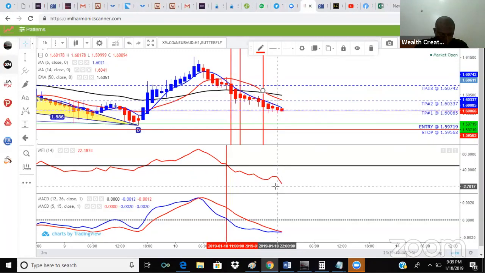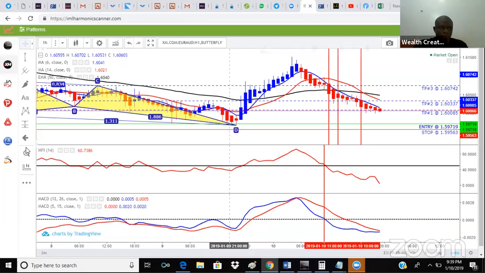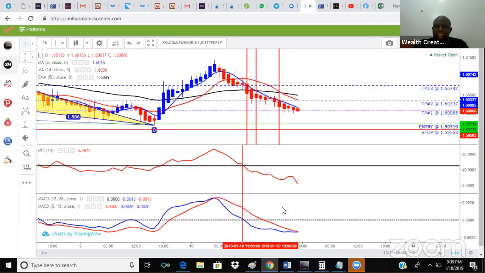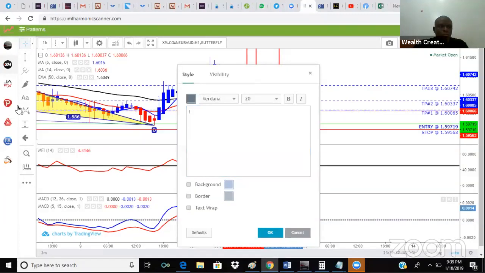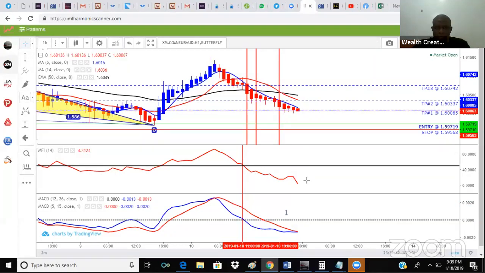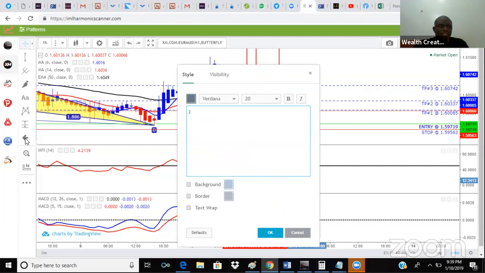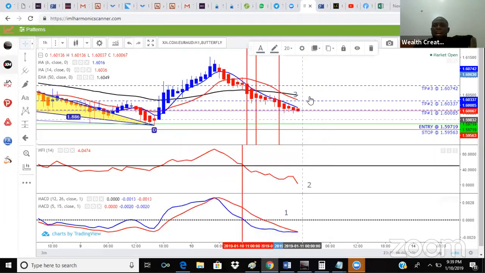Make sure they are aligned. And in some cases, here it is. Here, this one is 1. This one is 2. And this one is 3. In another scenario, this one is 1, this one is 2, this one is 3. So it could come in any way. Your own is that they must align before you enter, and you must check your currency strength before you finally put your money.